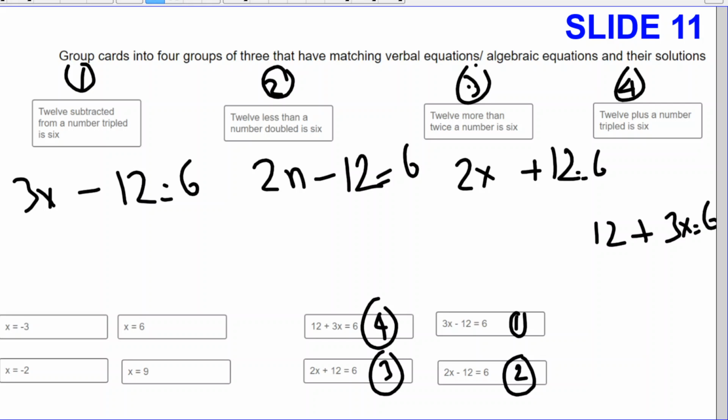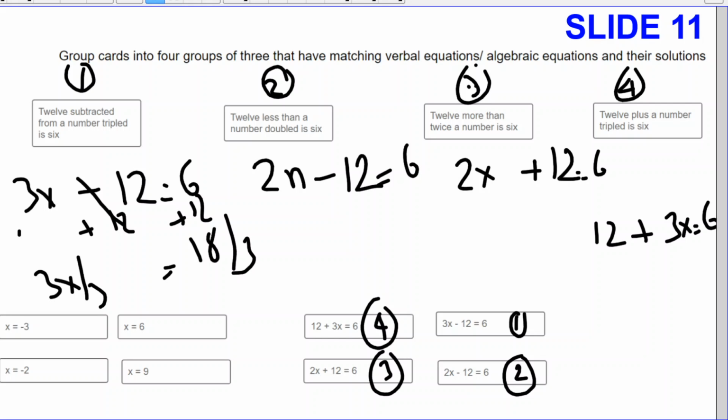Now from here, you're going to work out each one independently. So I'm just going to work out the one on the left, but you can check the other ones. So I'll add 12 to both sides. 3x equals 18, and then I can divide by 3. And x would equal 18 divided by 3, which is 6. And then you could put that one within the group as well. So you'll have 3 cards stacked together while you're trying to do this.